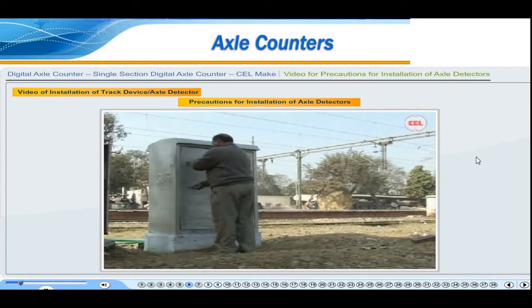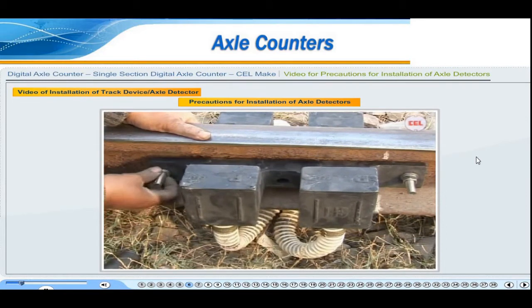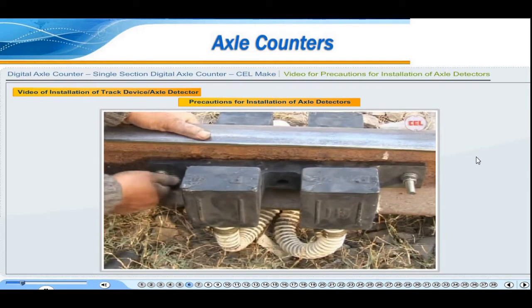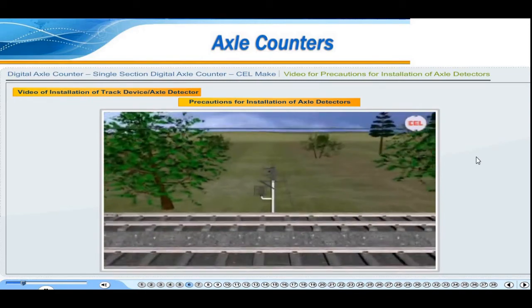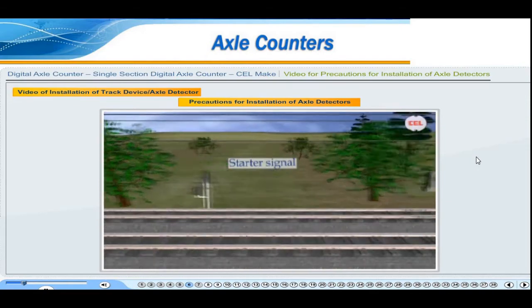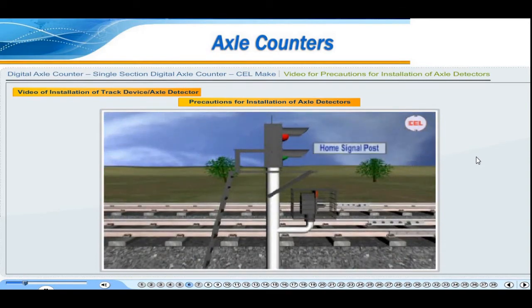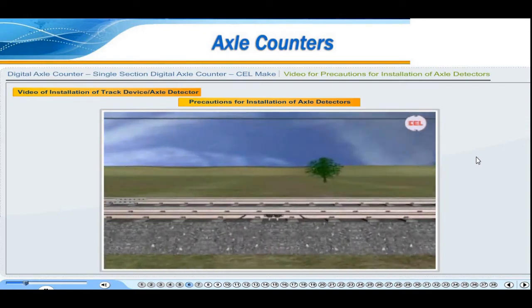Before discussing the steps involved in the installation of the outdoor equipment of the SSDAC, let's take a look at some important points which should be kept in mind for installing the axle detectors. 1. Ensure that the axle detectors are installed after the advanced starter signal post and the home signal post on UP and DN lines for use as BPAC on double line section.